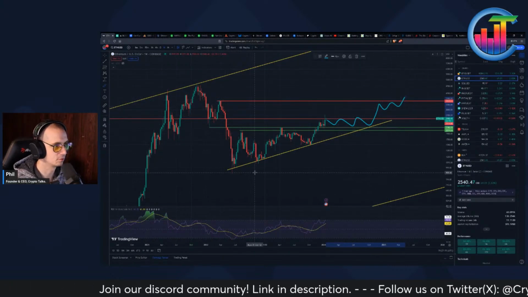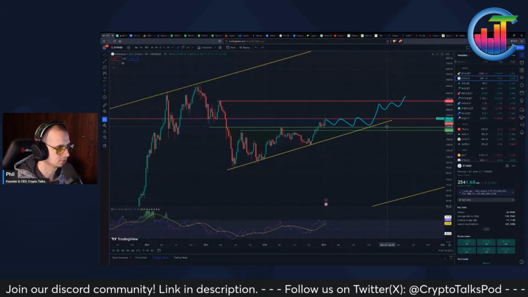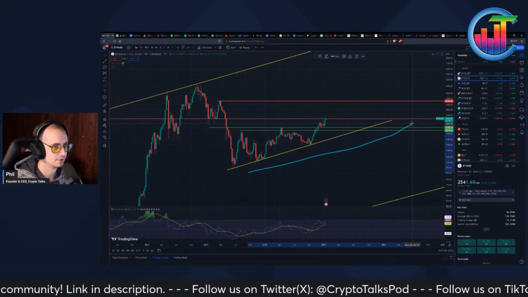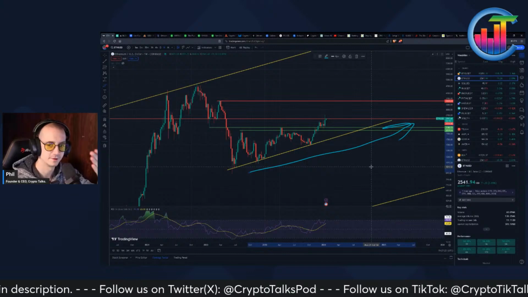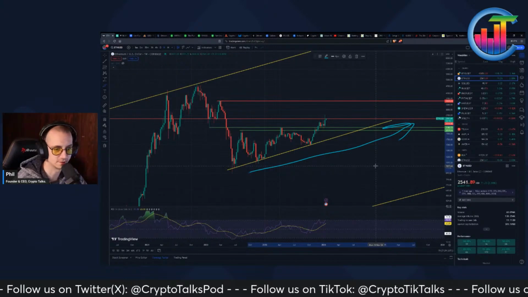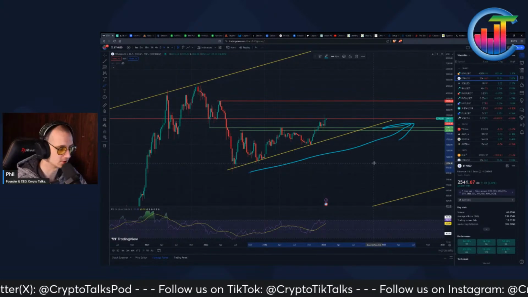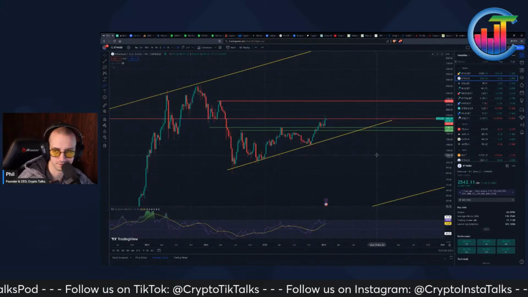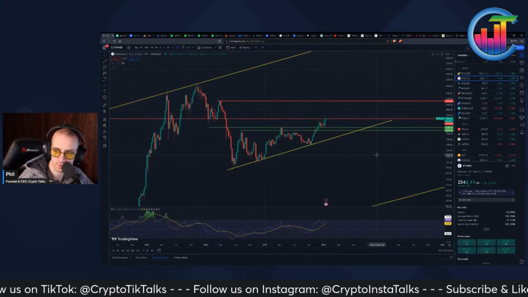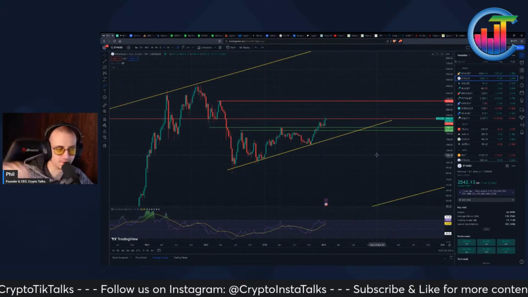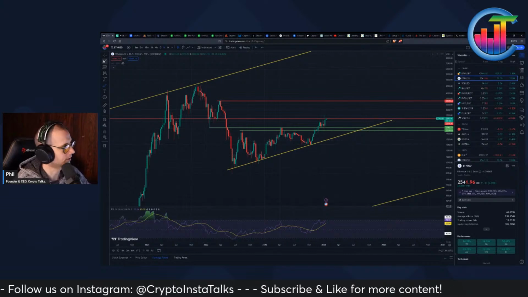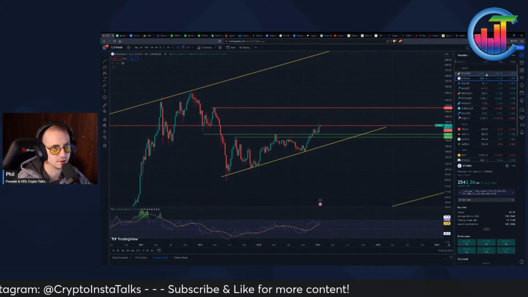Like, we could see one of those boring kind of uptrends for ETH. It's obviously going to be a lot of percentage gains overall, but why not? Why not see that boring uptrend just chugging along, up. That would certainly not surprise me at all.